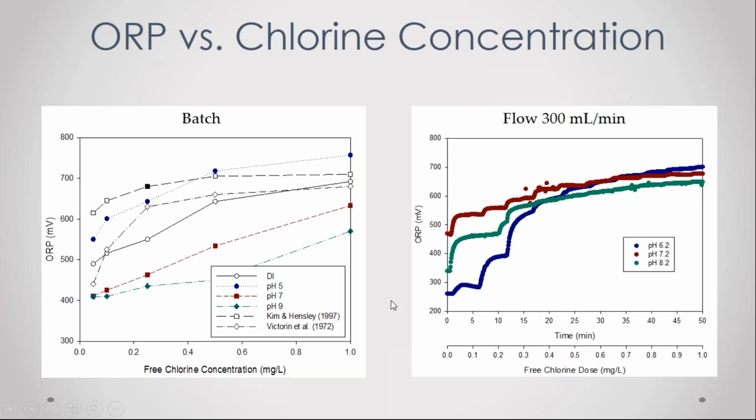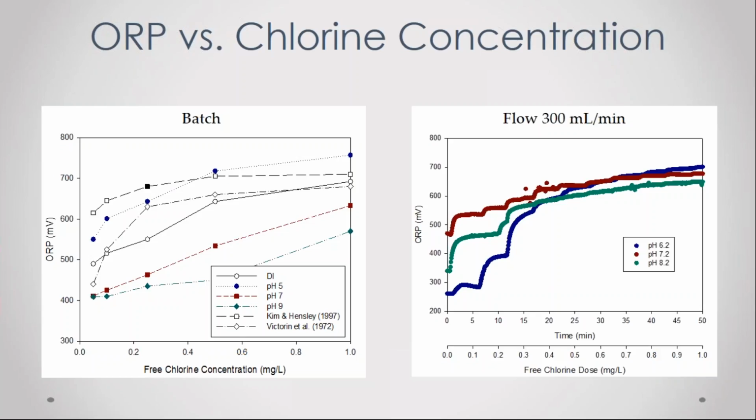So what we ended up doing is we added 0.1 milligrams per liter of sodium hypochlorite after every 5 minutes, because we measured that at about every 5 minutes the ORP probes would reach steady state, and so we knew that was about the time that the ORP probes had completely responded. And so we went from concentrations from 0 milligrams per liter up to 1 milligram per liter, since that's really the range that we're concerned about at the end of a distribution system when there's not a whole lot of chlorine left over.